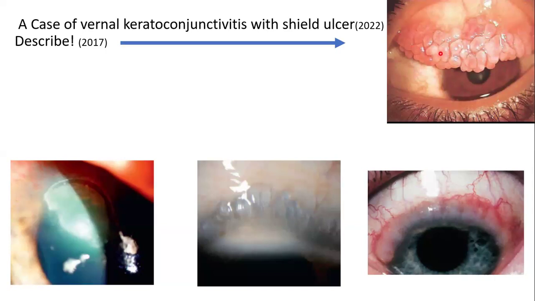Yes, cobblestone papillae, exactly. Okay, in this picture, can anyone spot what this is? The shield ulcer. Shield ulcer, exactly. And here we have this and this. Pseudogerontoxon. Yes, and here? Limbal papillae. Yes, severe limbitis or limbal papillae with that gelatinous appearance. So classification of VKC, we have palpebral, limbal, and mixed VKC. Management of VKC is very important.